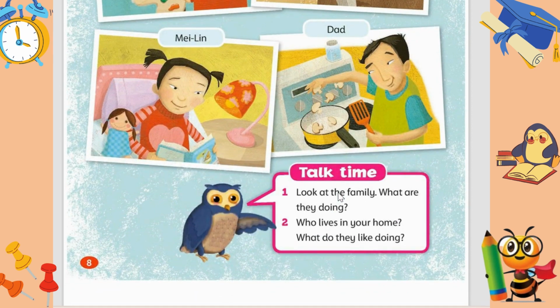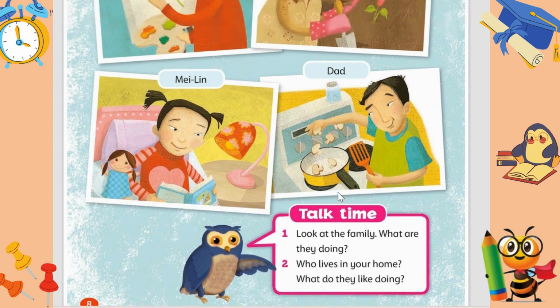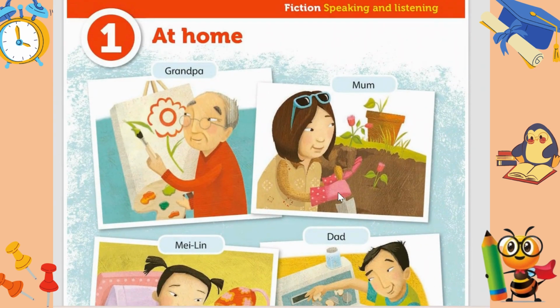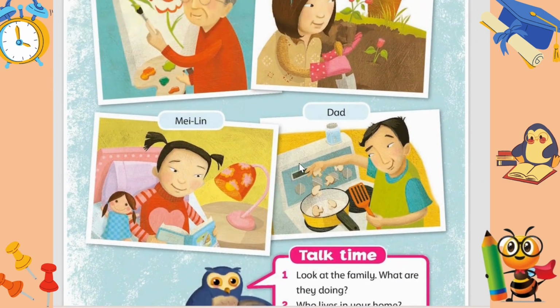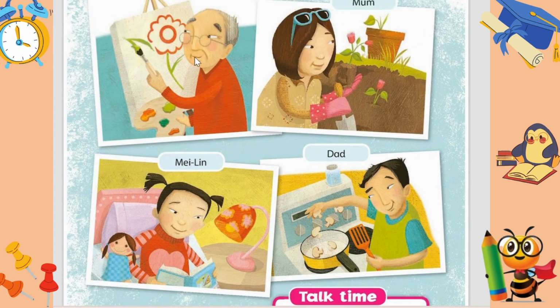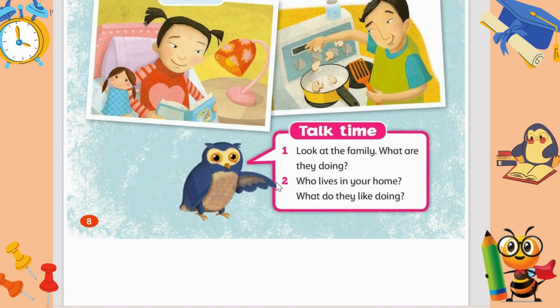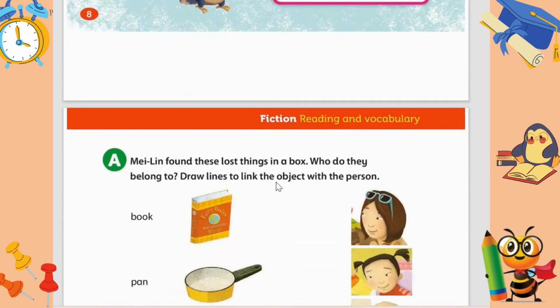Okay, so look at the family. What are they doing? Who lives in your home? And what do they like doing? So in this unit 1, there is a home. There is grandpa, mom, Mylene, and dad, and they are doing their specific hobby. Grandpa likes to paint, mom likes to plant, and Mylene likes to read a book, while dad likes to cook. So moving on to the story.